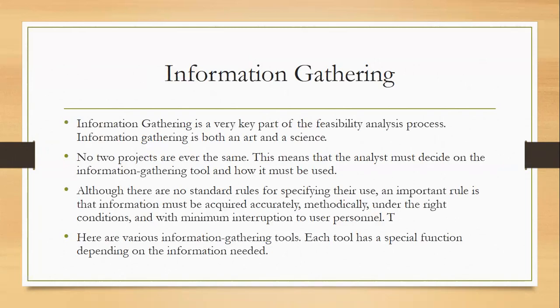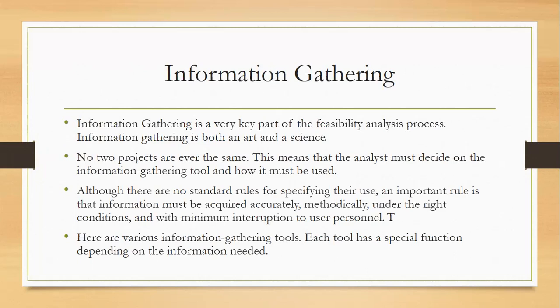Next is information gathering. Information gathering is a very important part of the feasibility analysis process, because once the information is gathered, then we will check whether it is appropriate or not. So we can say it is both an art and a science. Why is it science? Because it requires a proper methodology and tools in order to be effective. And it is an art as well, because it requires a methodology that mentally achieves the best result. So to achieve the best result, we must know about the art.